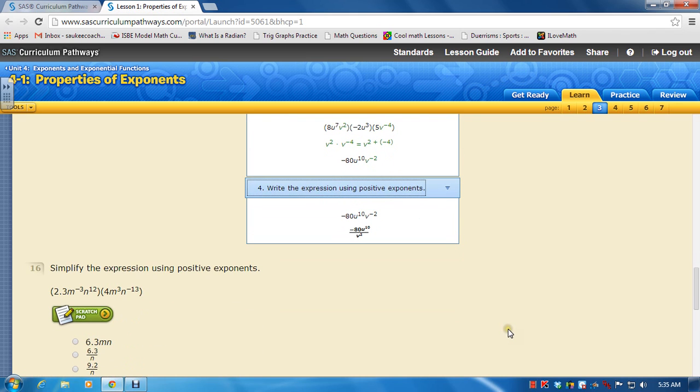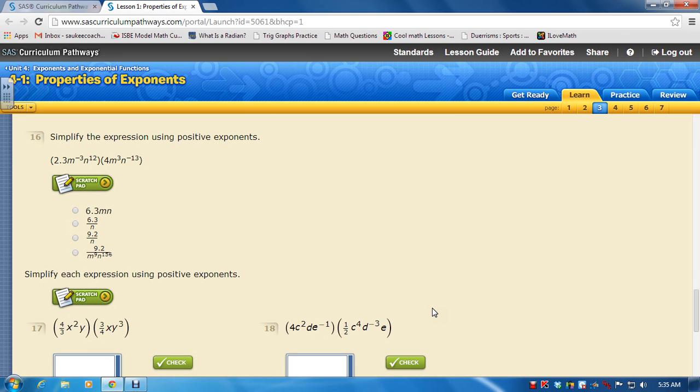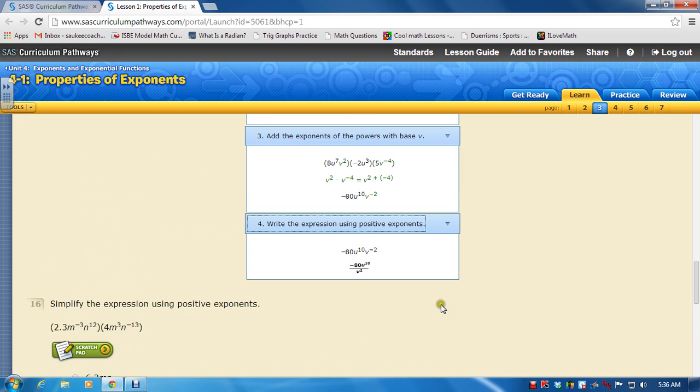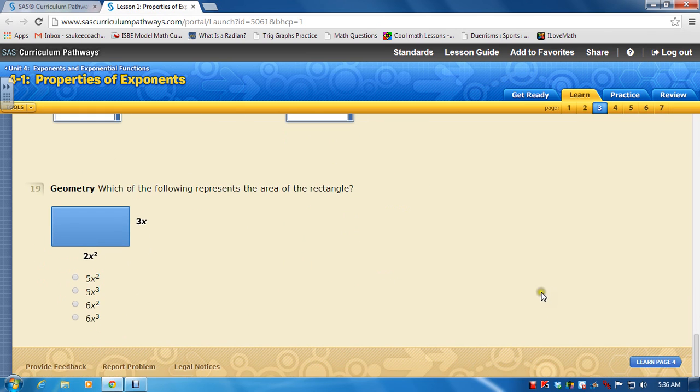Now don't get carried away and think that you can take this negative 80 and put it down here and make it 80. That's only a rule that applies to exponents. Okay? Alright. Hopefully walking through that example straightened out any confusion on that.